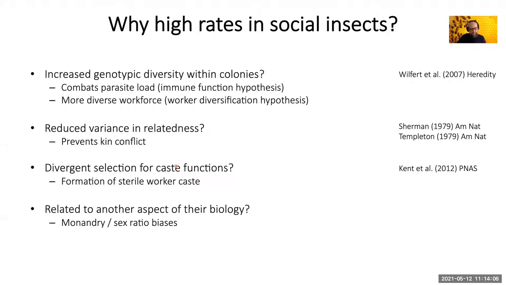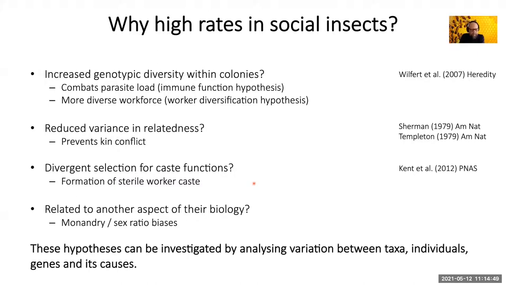Another possibility is that elevated recombination generates reduced variation in relatedness, which might prevent kin conflict. Another idea has been that the evolution of sociality has been facilitated by higher rates, and in particular, higher rates in genes that have been involved in the development of a sterile worker class, which is a key feature of sociality, may have had higher recombination rates in order to allow rapid evolution. Or there may be another aspect of their biology which hasn't been considered that might be important in selecting for higher rates. These hypotheses can be investigated by analyzing variation between taxa, individuals, and between genes across the genome and the causes for why this variation occurs.